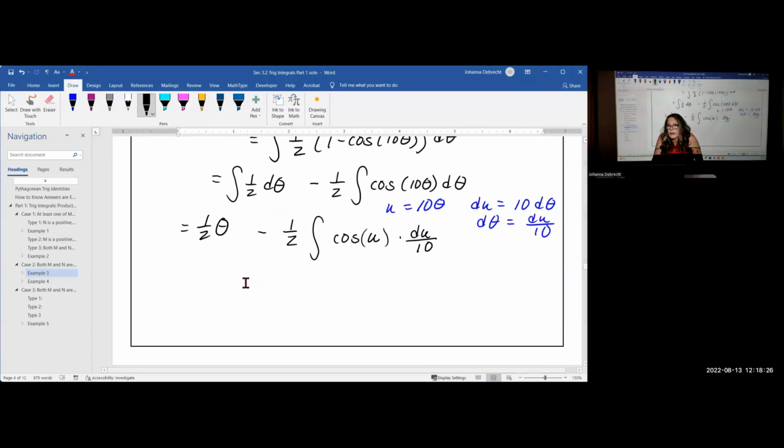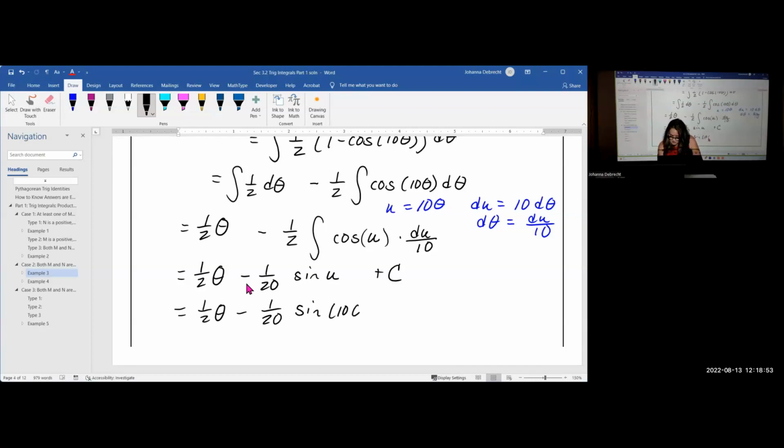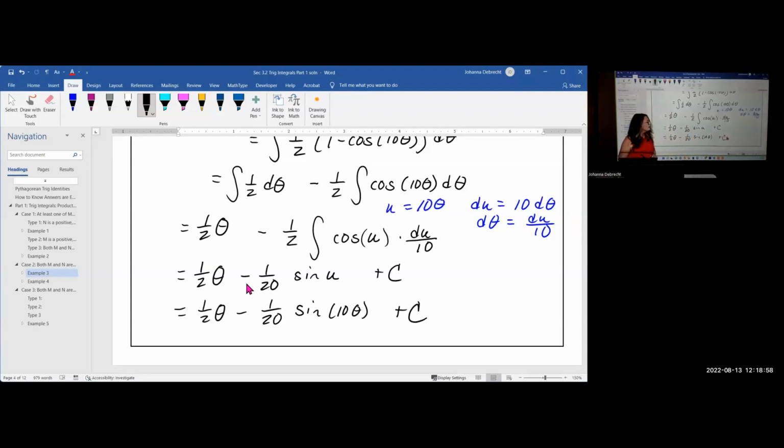Yeah, be careful there. You're undoing the derivative, so you're going to come back to sine. It doesn't change the sign from negative to positive, so this stays 1/2 theta. We get minus 1/20 sine of u, and then we've got a plus c. And then remember, you've got to substitute back into your original, which is 1/20 sine of 10 theta plus your constant of integration, right? And that's your final solution there, okay?